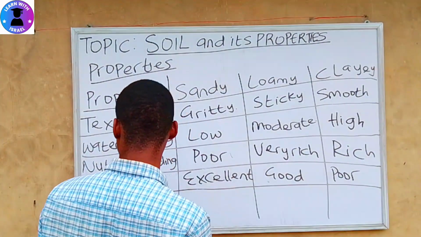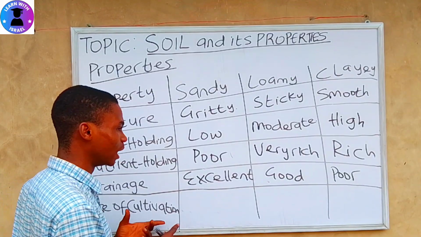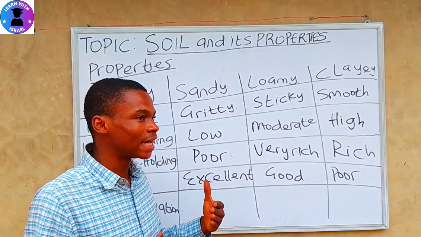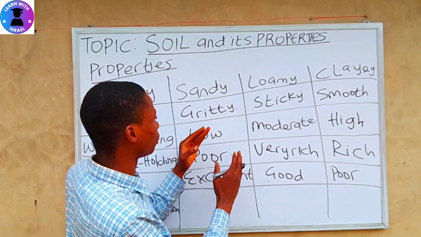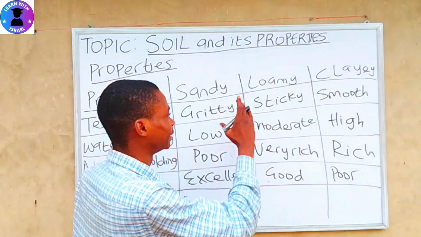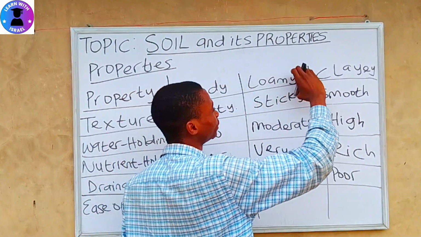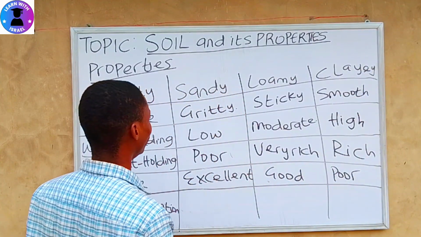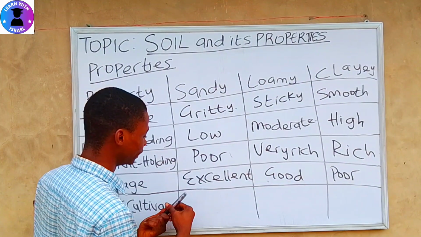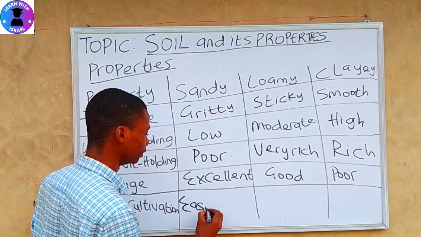So let's move to the last part, which is ease of cultivation. Ease of cultivation means how easy it is to cultivate crops or plants on sandy soil, on loamy soil, and on clay soil. So let's start from sandy soil. For sandy soil, it is easy to till.